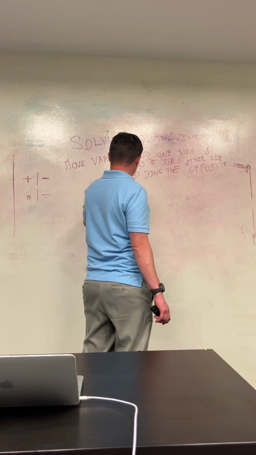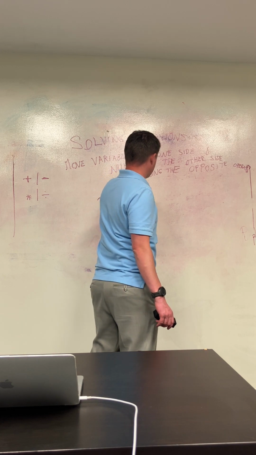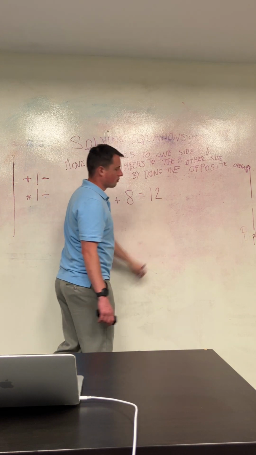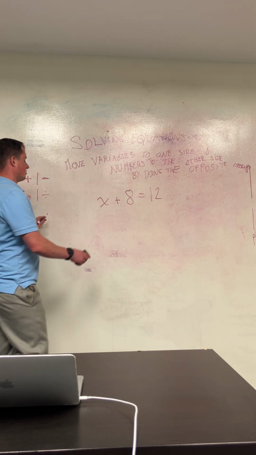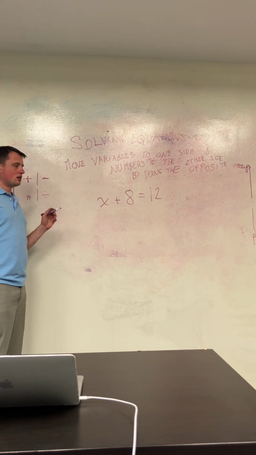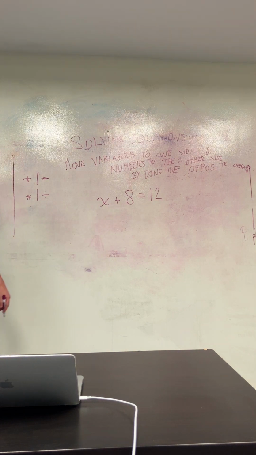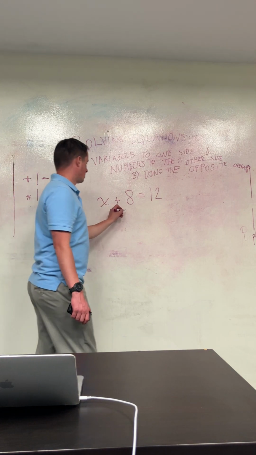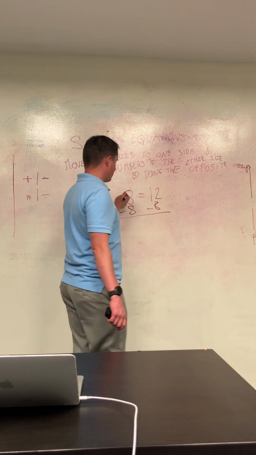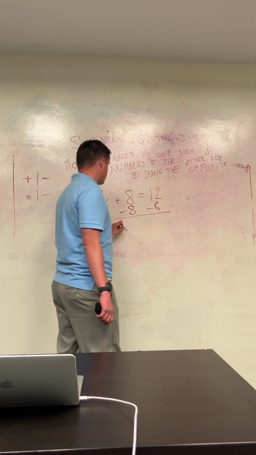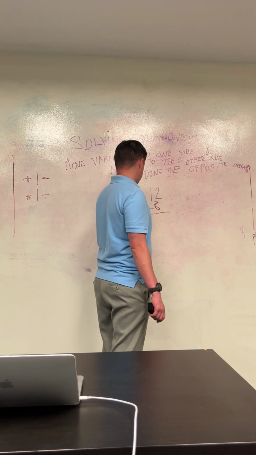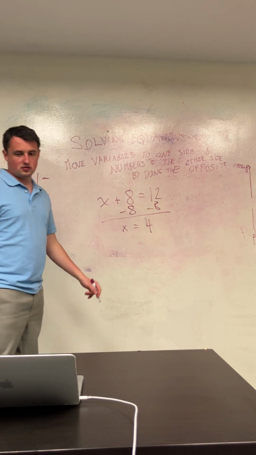Let's say x plus 8 equals 12. Now we want the x on one side, we want the numbers on the other side. What is this number doing with x here? Being added. So what's the opposite of addition? Subtraction. So we want to subtract from each side. Now, what's 8 minus 8? 0. That's good. But we want to get nothing but the x over here. What's 12 minus 8? 4. There's our answer for that one.